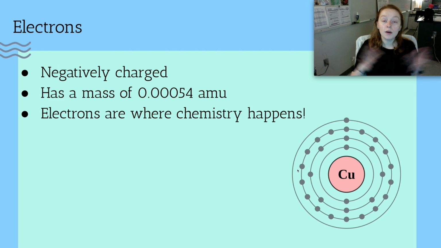And electrons are where chemistry happens. That's where reactions take place when things are on fire. That's what electrons are doing, all of the work there. Protons and neutrons generally stay the same. They don't really do much unless there's radiation happening. But electrons are where chemistry is going to happen.